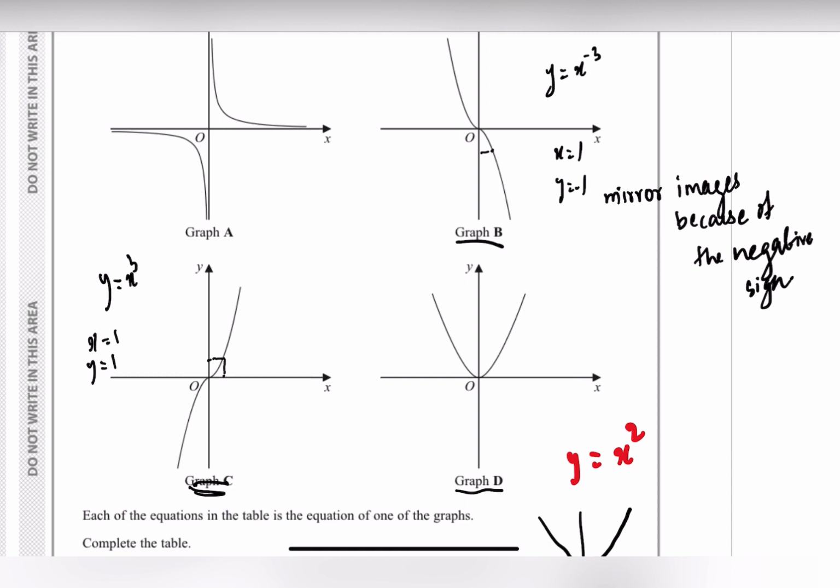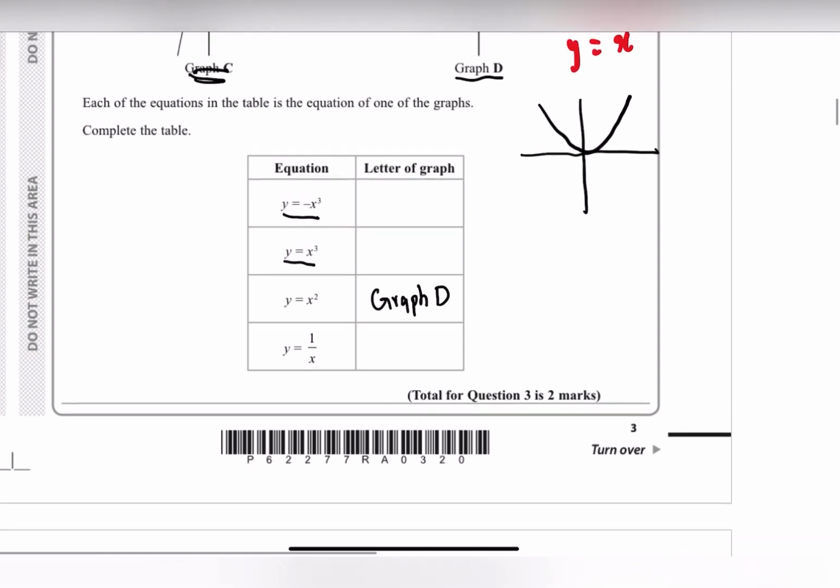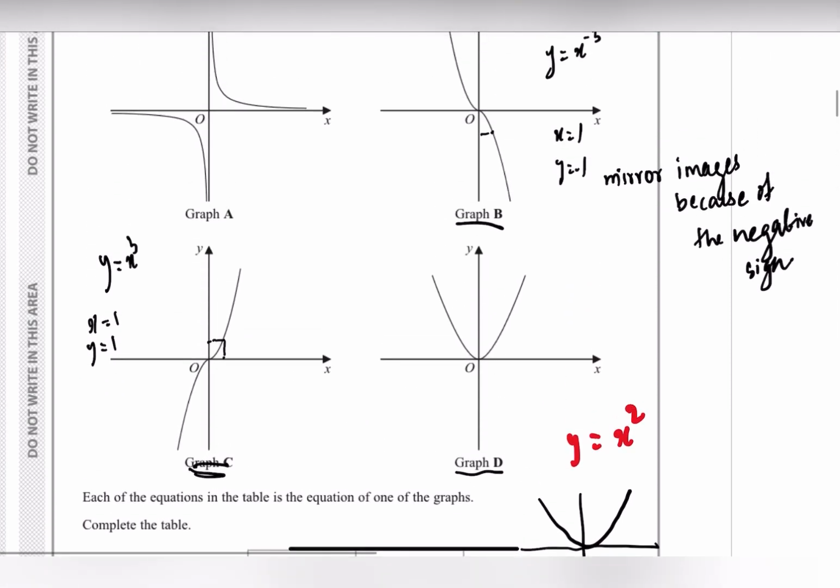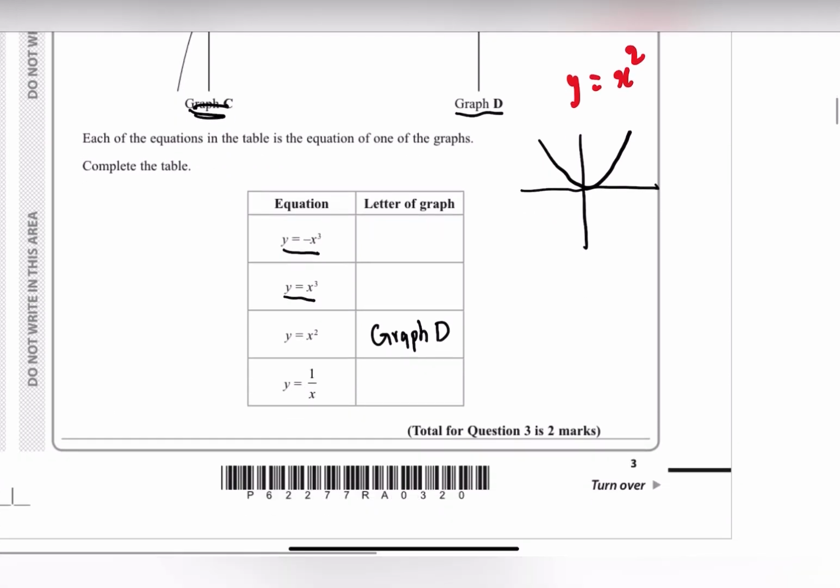Okay? Now, the only one that's remaining now is the last one, which is y is equal to 1 over x. So that's going to be graph A. So you can fill that graph A. And this is going to be graph B. This is graph C. Those are the answers for that question.